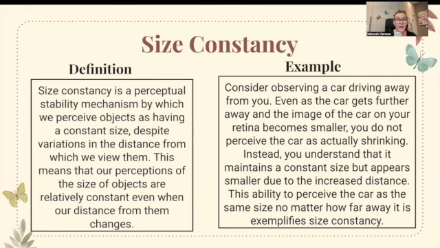Size constancy. Size constancy is a perceptual stability mechanism by which we perceive objects as having a constant size, despite variations in the distance from which we view them. This means that our perceptions of the size of objects are relatively constant even when our distance from them changes. Consider observing a car driving away from you. Even as the car gets further away and the image of the car on your retina becomes smaller, you do not perceive the car as actually shrinking. Instead, you understand that it maintains a constant size but appears smaller due to the increased distance. This ability to perceive the car as the same size no matter how far away it is exemplifies size constancy.